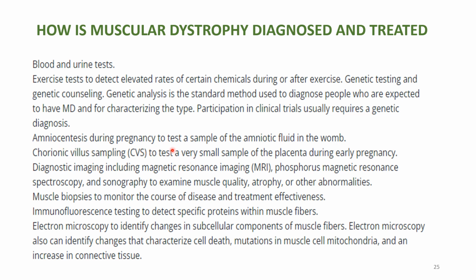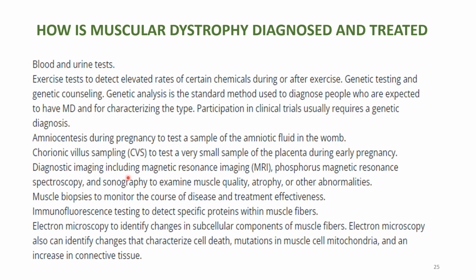Amniocentesis during pregnancy is done to test a sample of amniotic fluid in the womb. So what is amniocentesis? We will take amniotic fluid from the womb and test it genetically. So that is also helpful. And CVS, that is chorionic villus sampling, can also be done. A very small sample of placenta is taken during early pregnancy. So a part of the placenta is taken and the chorionic villi are examined.